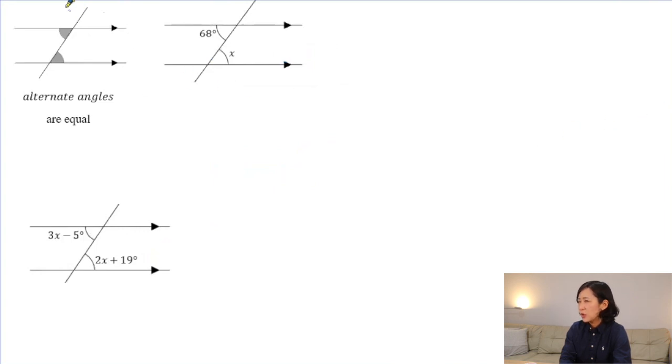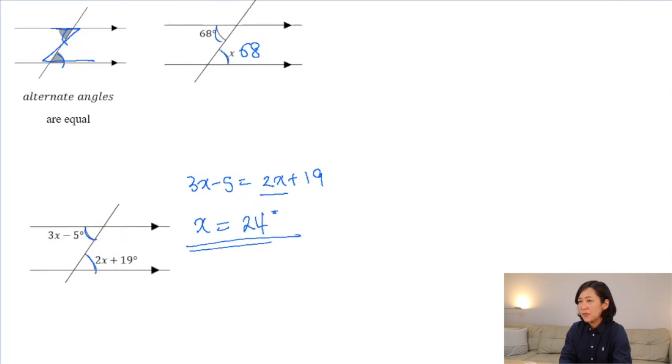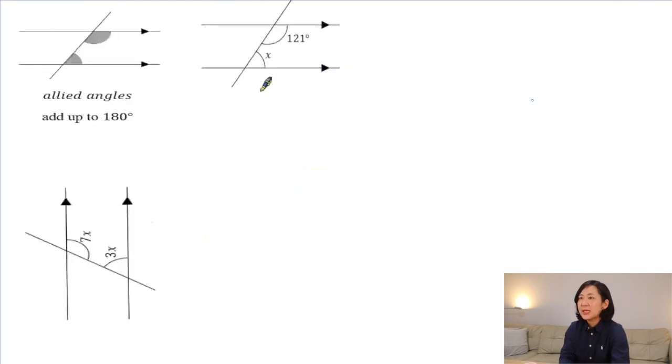Then next one is alternate angles, so try to spot. Alternate angles are quite tricky to spot. It's always the middle of the two parallel lines, and they are on the opposite side. So 68, then x is the other side, right? So 68. Now this time we can spot the two alternate angles, and then let's make our equation. 3x minus 5 is equal to 2x plus 19. Then now we've got x and then numbers adding together 24. So x is 24.